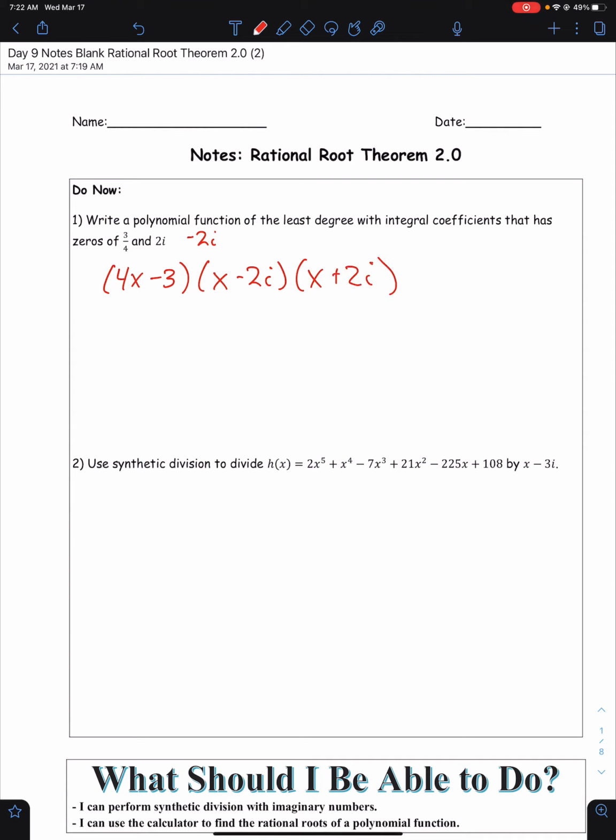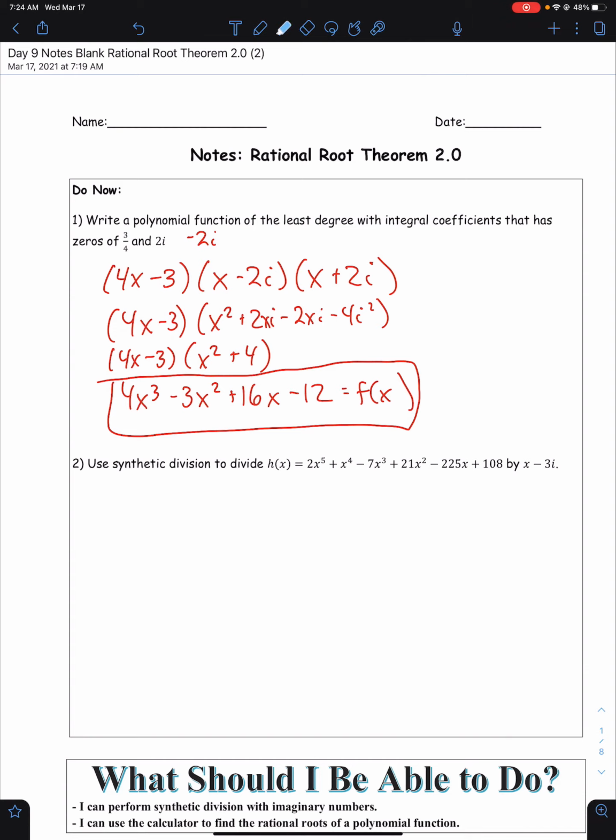Multiply that out. I would start by multiplying the i's first. And you'll notice the i's cancel out. The 2xi and the minus 2xi cancel out. And the i squared just becomes negative 1. So negative 1 times negative 4 would be positive 4. So then we get down to two factors here. And we can multiply those to get f of x, which is 4x to the third minus 3x squared plus 16x minus 12.